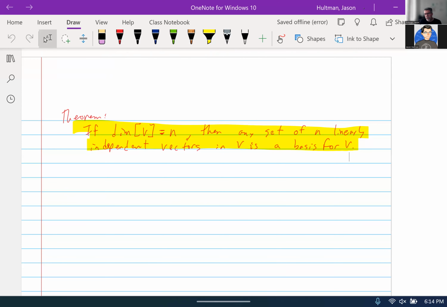I can't get one from the other two, or from two or more others. Then they could form a basis for the vector space. Okay, let's do an example.